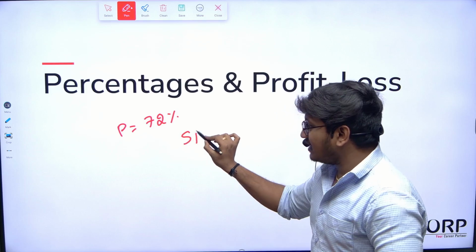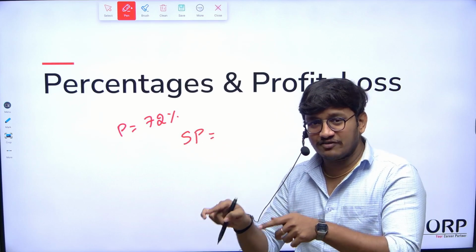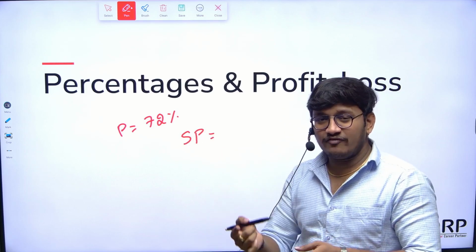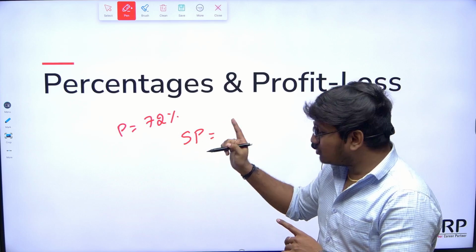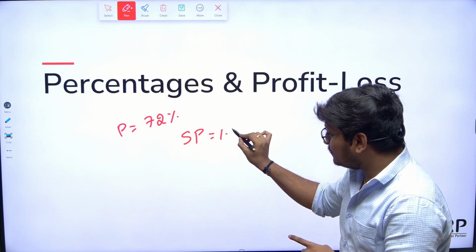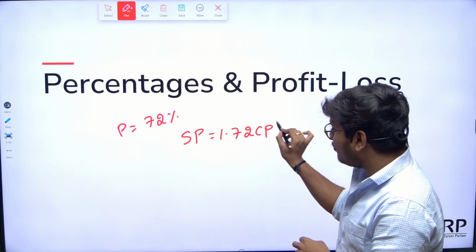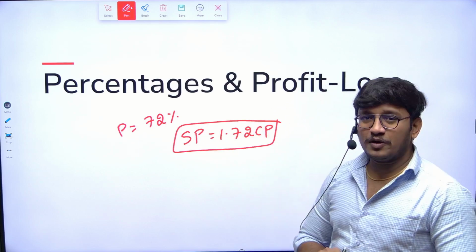Exactly. But make sure that you remember the entire logic: you should start with selling price. If you only remember 1.72, during the time of the exam you may get confused about whether to start with selling price or cost price. So make sure it starts with selling price is equal to 1.72 times of cost price. This is the perfect relation.